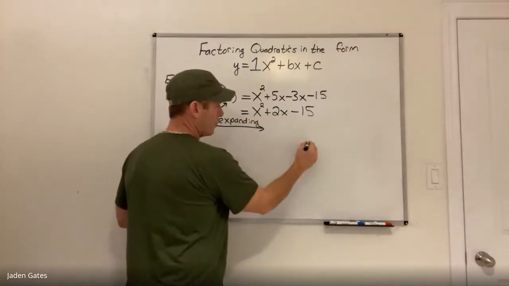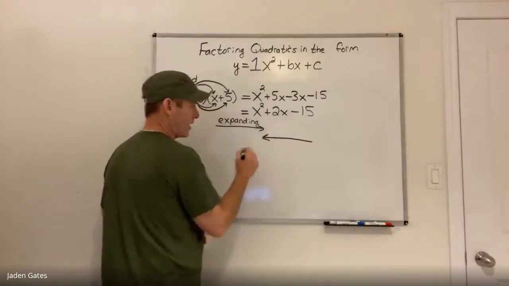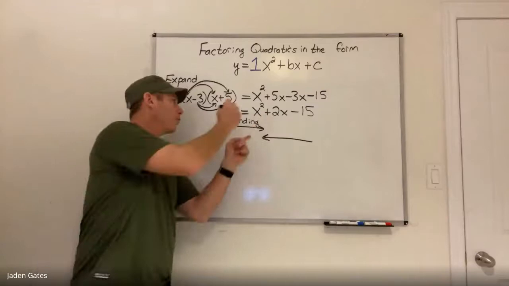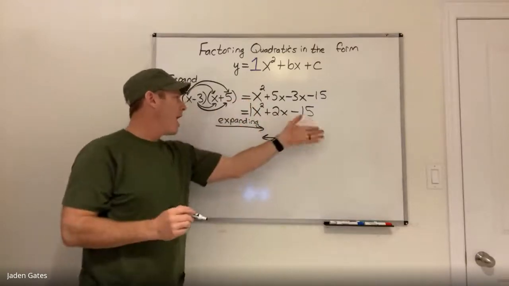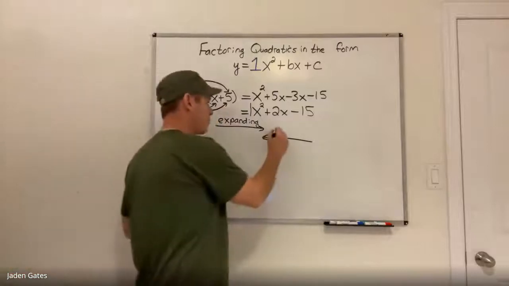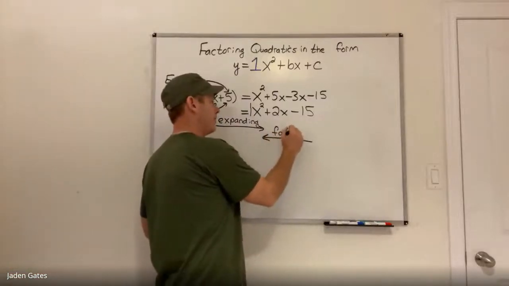What we are going to do is go the other way right now. So I am going to take a trinomial here, again with a 1 in front of the x squared, and I'm going to switch it back and make it look like this. That process is factoring.